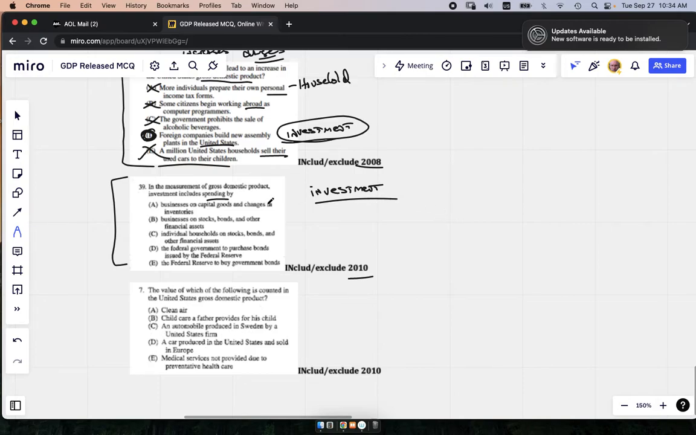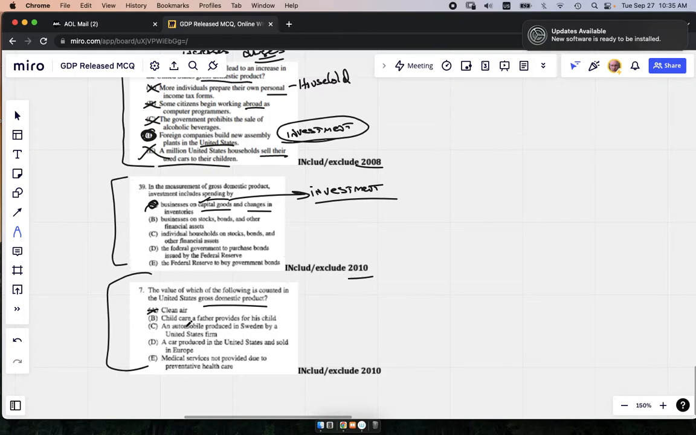All right, we're just going to jump to this. Businesses on capital goods and changes. Remember, changes, increases, additions to inventories, and all capital goods is definitely investment. Number 7, the value of which of the following is counted in U.S. GDP? Stop it. Find your right answer.